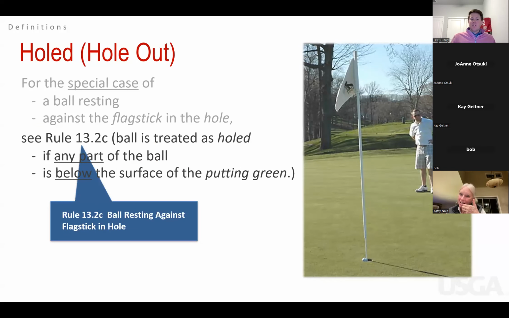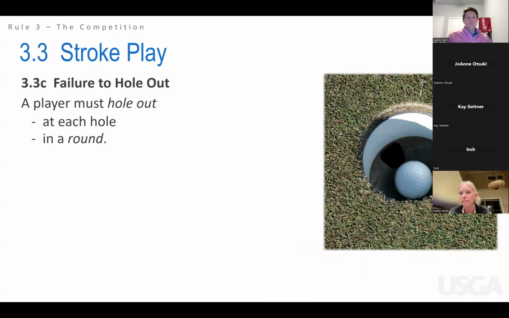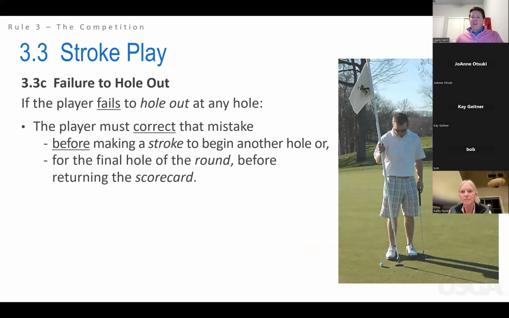If any part of that ball is resting against the flagstick and is in the hole and some part of that ball is below the surface of the putting green, we're treating that ball as being holed. We've got to hole out at each hole in the round. If we fail to hole out at any hole, whether it's 1 through 17 or even the 18th hole, we've got to correct that mistake. We've got to do it before we make a stroke to begin the next hole.